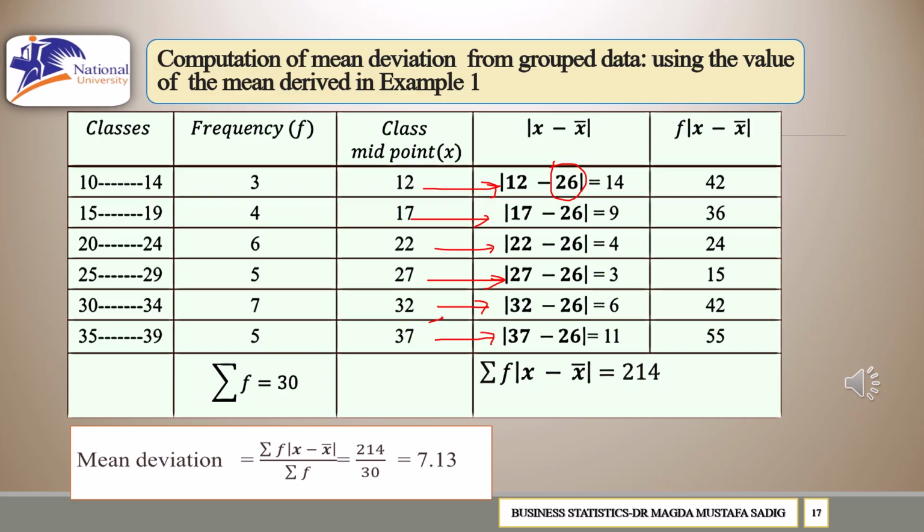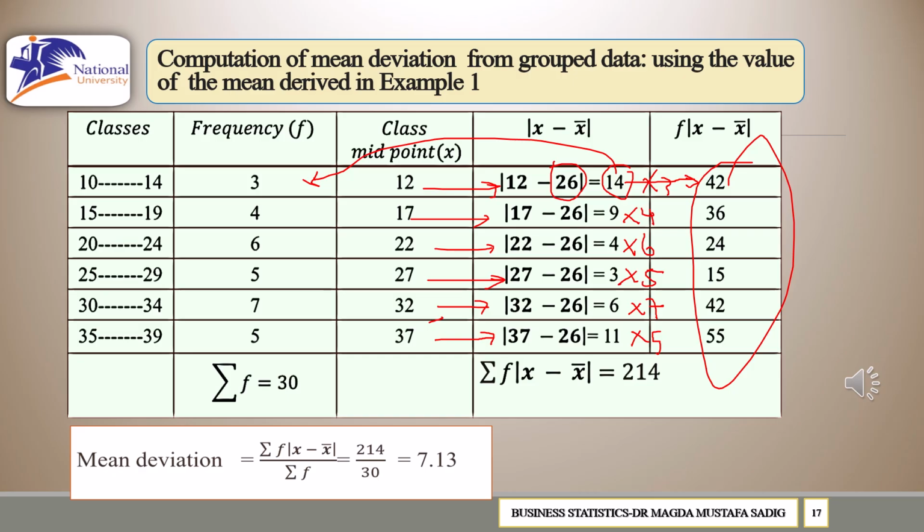Why are there no negative values? All of them are positive values because we use absolute values, so we ignore the negative signs. So we end up with these values. Then we multiply these values with the adjacent frequencies. We multiply 14 by 3, 9 by 4, 4 by 6, 1 by 5, 6 by 7, and 11 by 5. And we end up with these values.